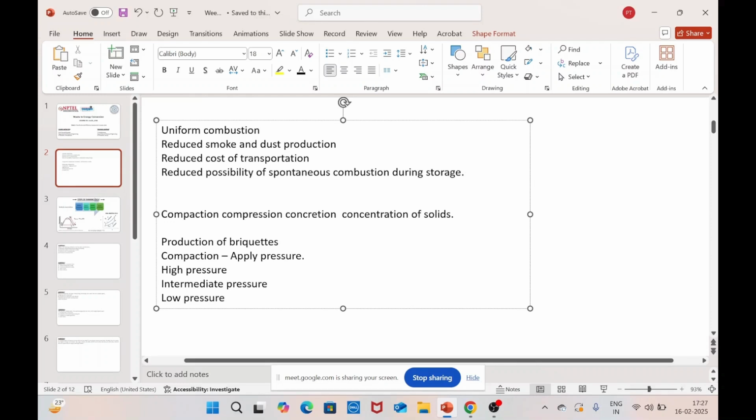Am I right? So these are the three processes. I hope I am right. If you have anything to tell, then you can let me know.